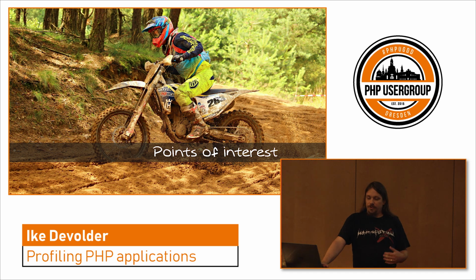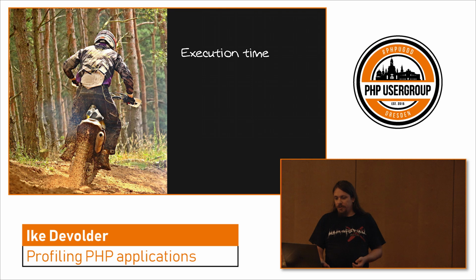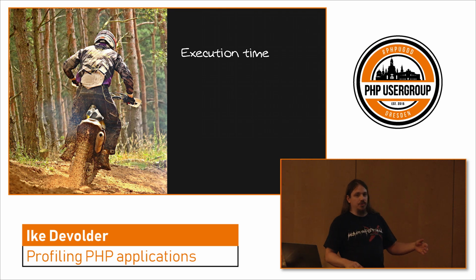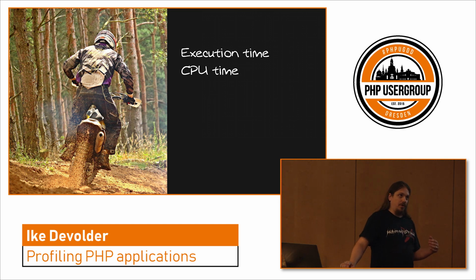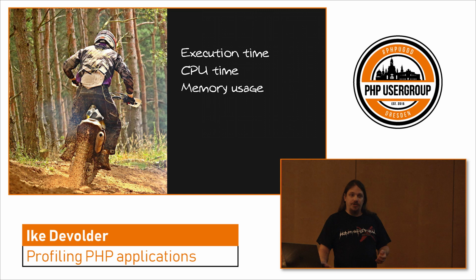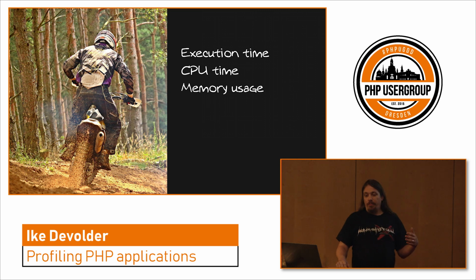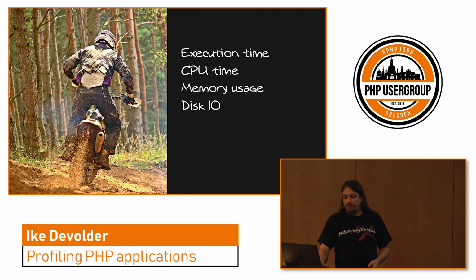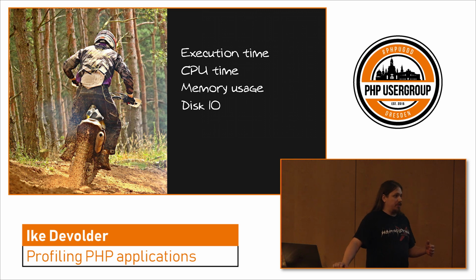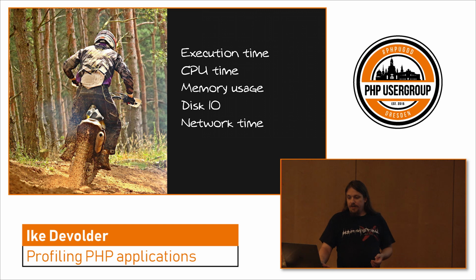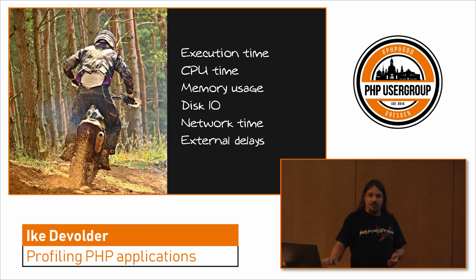So we have some points of interest we want to look at while we are profiling. First of all, we have the execution time, so that's the total time it takes to get from start to finish. We also want to know the CPU time, so when your application takes 10 seconds to run, it could be that it's only 1 second CPU time. It doesn't necessarily mean that all the time is in your CPU. We also want to know if the memory usage or other resource usage is within our predefined constraints. This one could also be problematic, so we want to know if our application is creating a lot of disk I/O. The network time can be interesting, and we can have external delays, and that we can usually find out while profiling.